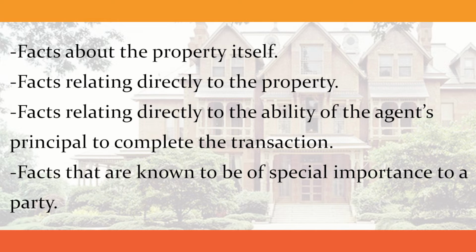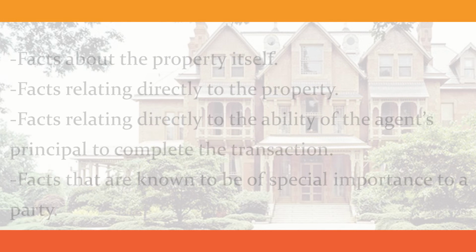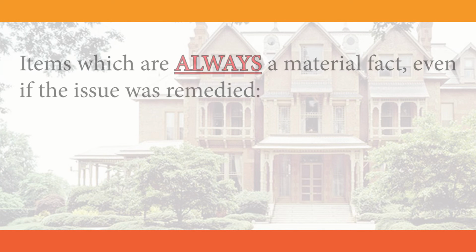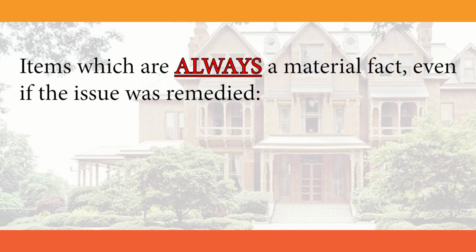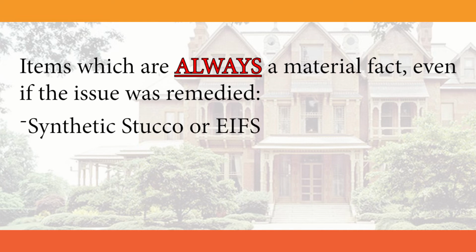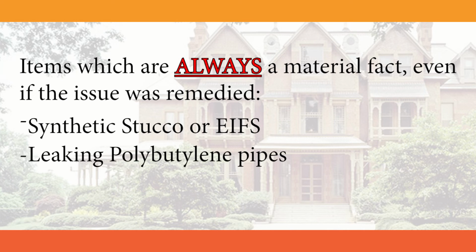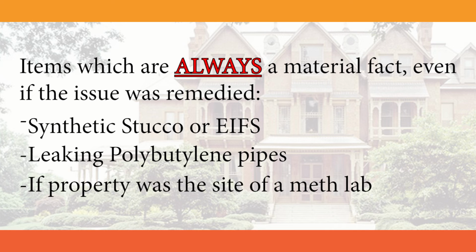Regardless of which party in a transaction a real estate agent represents, the facts described above must be disclosed to both the agent's principal and to third parties the agent deals with on the principal's behalf. The following items are always a material fact, even if the issue was remedied: synthetic stucco or EIFS, leaking polybutylene pipes, and if the property was the site of a meth lab.